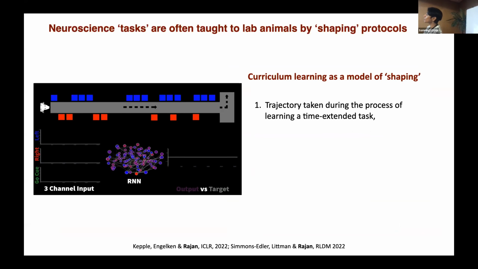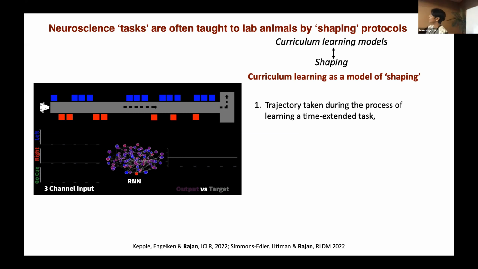So neuroscience tasks are often taught to lab animals by shaping, as I just mentioned. And the spiritual analogy I want to set up is curriculum learning models to the shaping animals are under. And I say the word spiritual over and over because I'm not making a literal analogy, right? A lot of animal shaping, as I've learned now, involves just getting the mouse or the rat to not freak out when you put it in the rig, or the macaque not to freak out. So I'm kind of pretending those things don't exist.